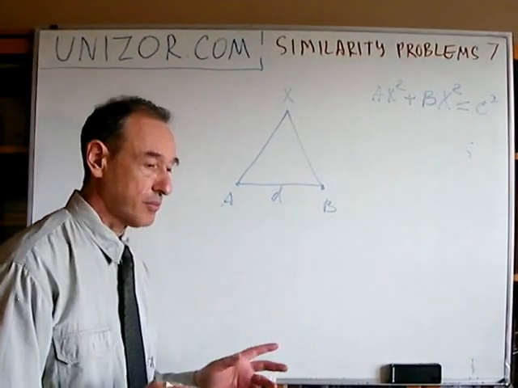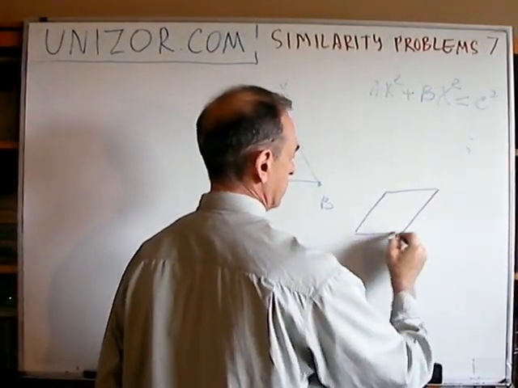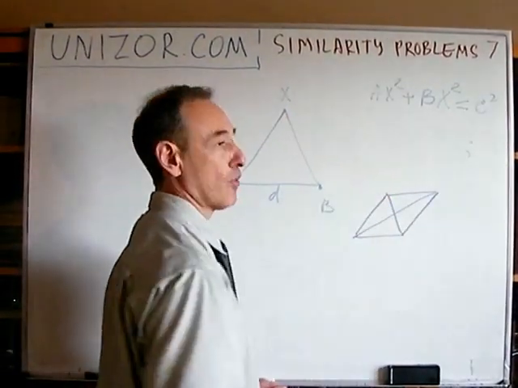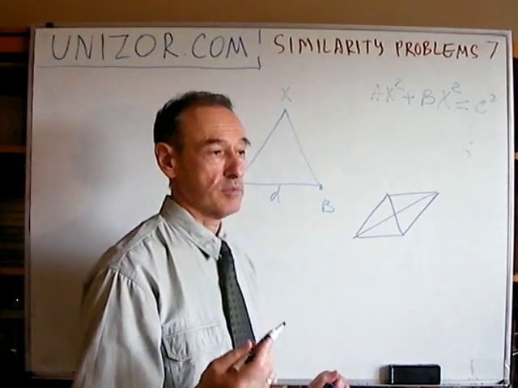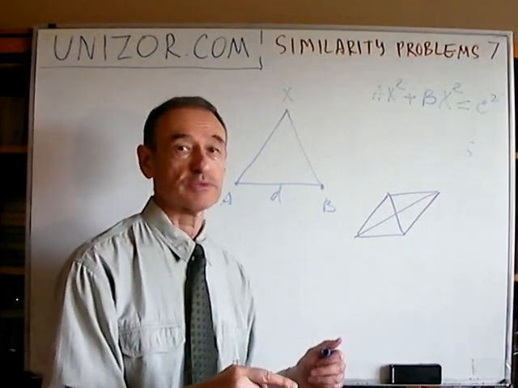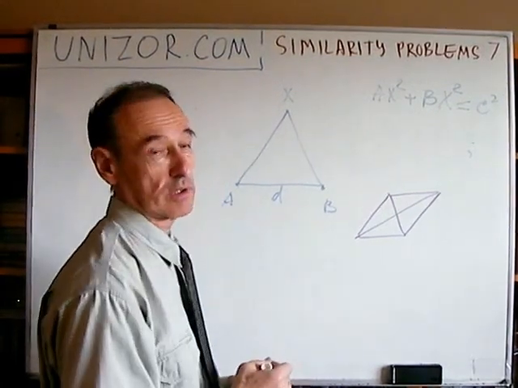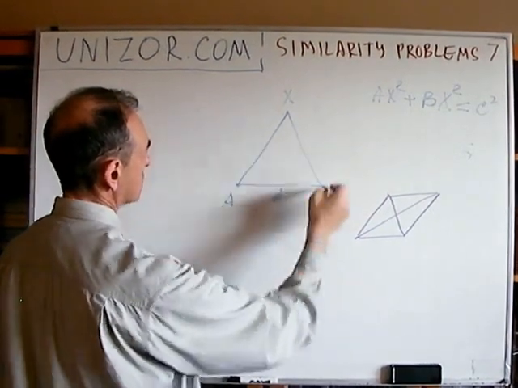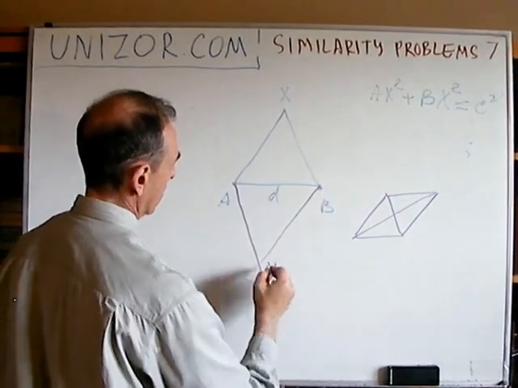Now, you do remember from one of the previous lectures the theorem that if you have a parallelogram, then the sum of squares of all four sides is equal to the sum of squares of the diagonals. If you do not remember exactly, go to unizor.com, where in the notes for this lecture I'm actually putting the reference to the lecture which contains this theorem and the proof of it. I will be using this particular theorem right now. How? Here's how. What if I build a parallelogram from this triangle by drawing a line parallel to this and parallel to this and call it Y?